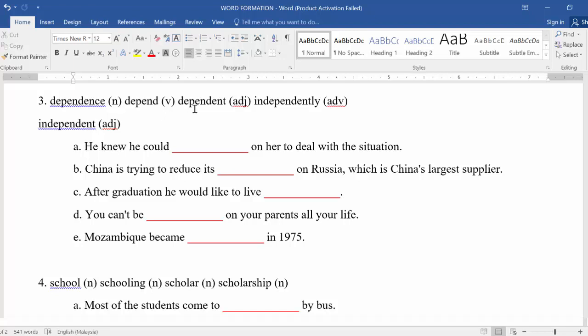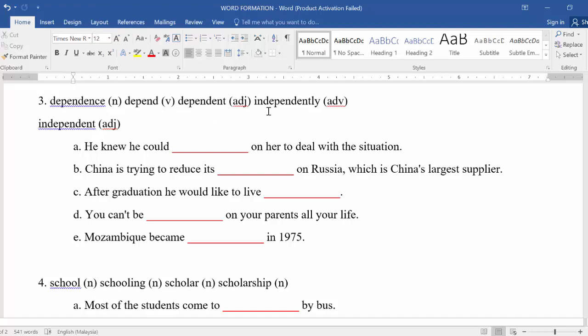Okay, next one, dependent. Dependent here is an adjective. Okay, we use dependent to describe a person. For example, she is a dependent person. It means that this person needs others a lot in her life to help her to do something. Okay, she depends on this person a lot. She is a dependent person, used to describe a person who needs help.